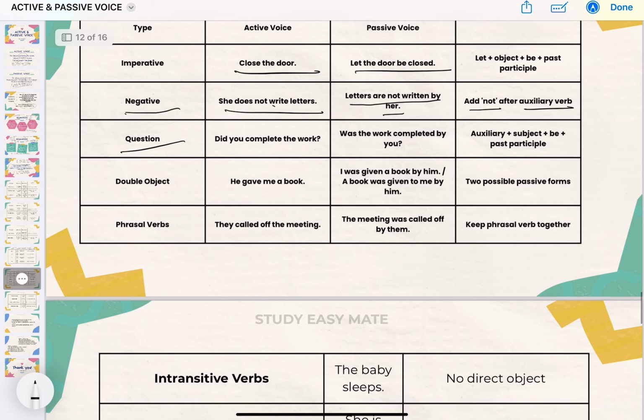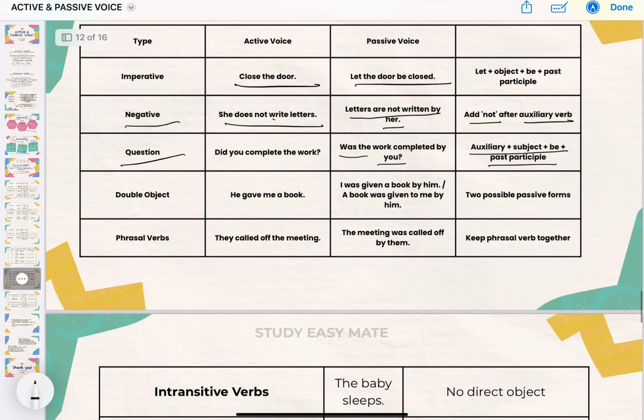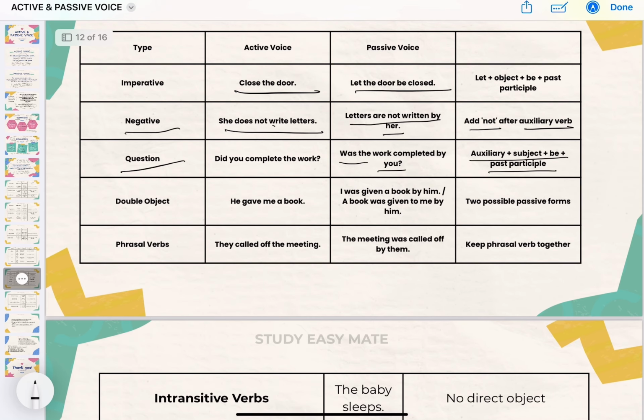So for question or interrogative type sentences: did you complete the work? Was the work completed by you? Auxiliary plus subject plus be plus past participle of the work. Did you complete the work? How can you write this? You will have to first add the auxiliary. Was the work completed by you?